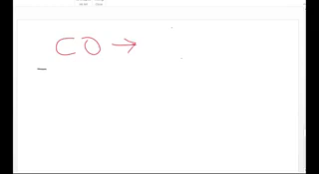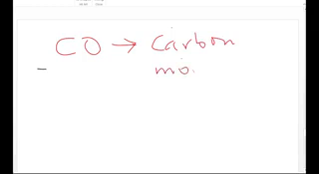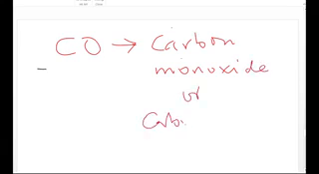Let me quickly clean this. Carbon, yes, go ahead. CO. Carbon oxide. Carbon monoxide, because you have just one oxygen. So one is mono. Mono oxide. Carbon monoxide. Or we call it what? Carbon 2 oxide.